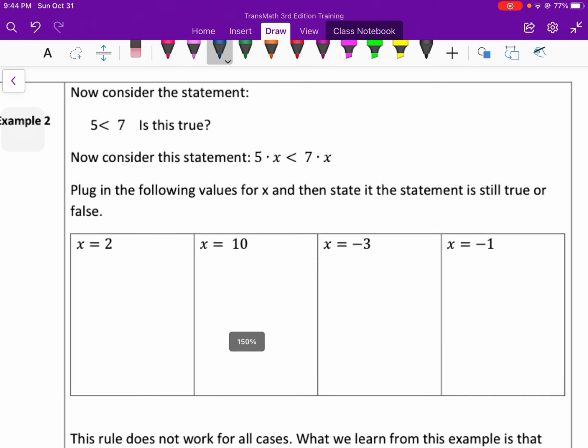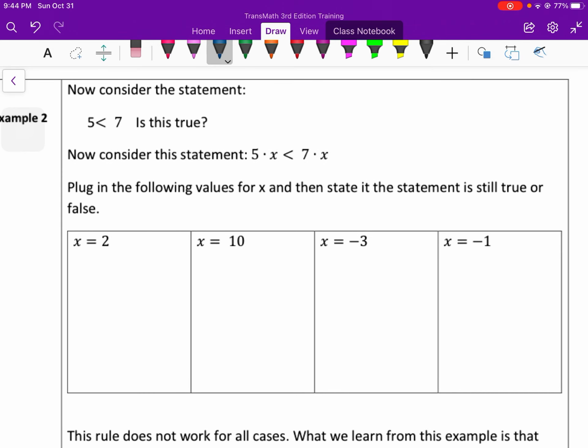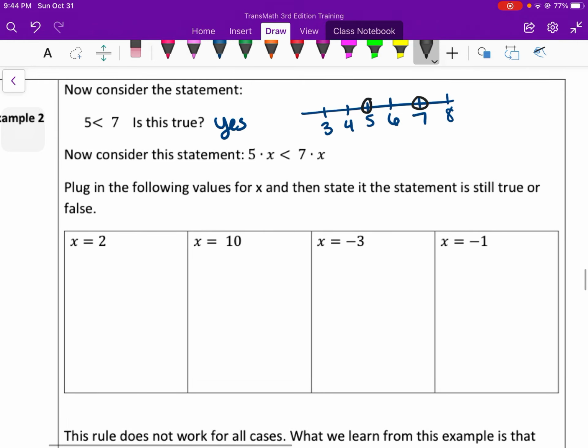Let's try it with multiplication this time. So 5 is less than 7. Is this true? Yes. You can see on your number line, you have 3, 4, 5, 6, 7, 8. 5 is clearly less than 7. 5 is to the left of 7. Now, I want you to consider the statement 5 times x. Is that always less than 7 times x?